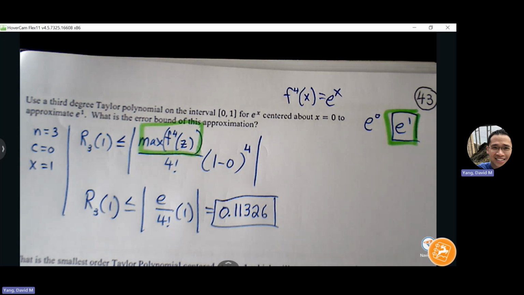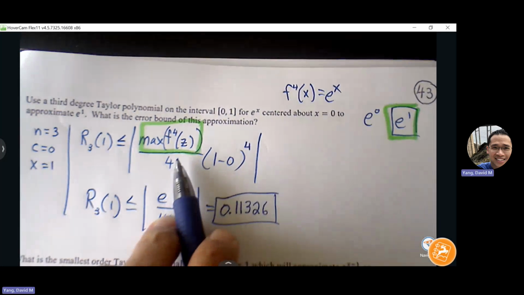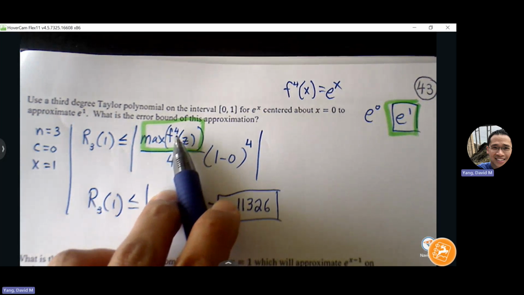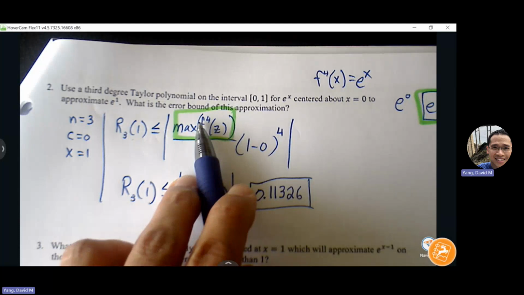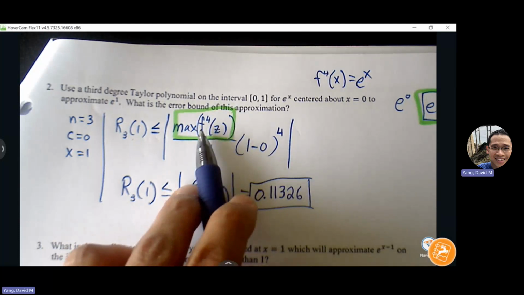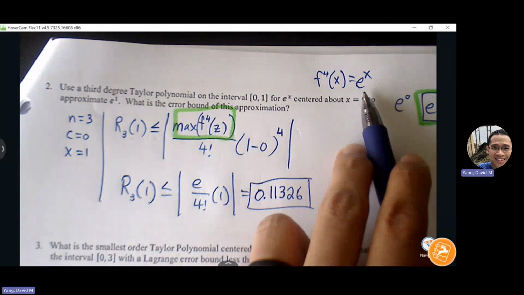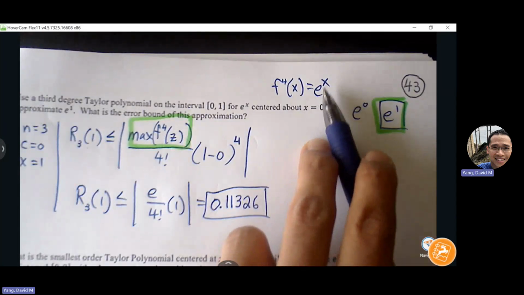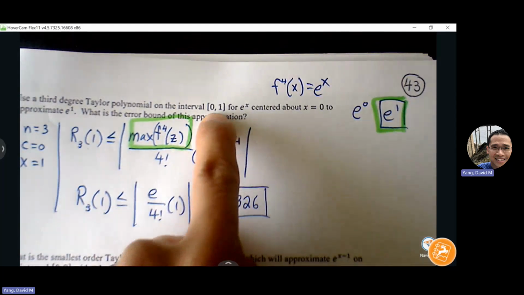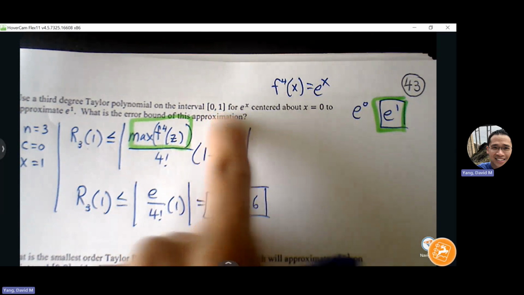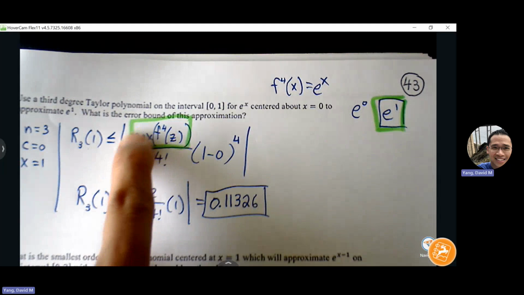So where'd you get for z? Oh, right here. This is the n plus first derivative. So if this is 3, I've got to make it a 4. And this is asking for the fourth derivative of e to the x. Oh, my fourth derivative is, that's nice, still e to the x. And then if I want to maximize that value, I just have to test which is larger, e to the 0 or e to the 1. E to the 1 is larger, so that's going to be the maximum value.